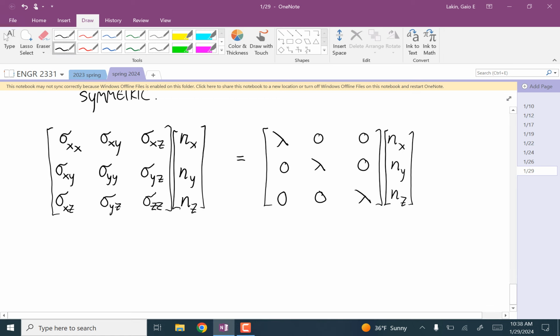Okay, so now subtract the stuff on the right from both sides and you can rewrite this in this form.